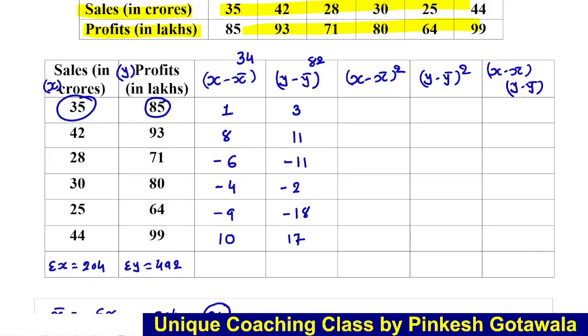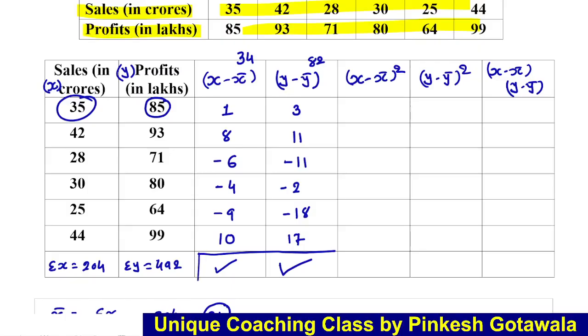What? The total of x minus x bar and y minus y bar must be 0. Okay, the total of x minus x bar and the total of y minus y bar is always 0. Okay, if it is not 0, then remember you must have made a mistake.